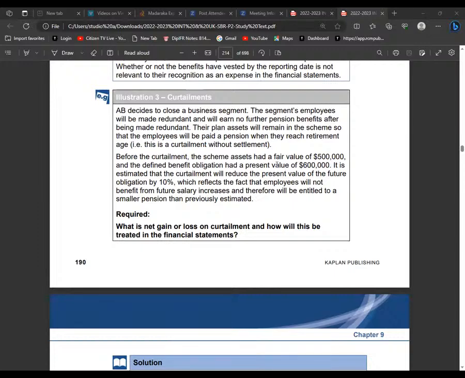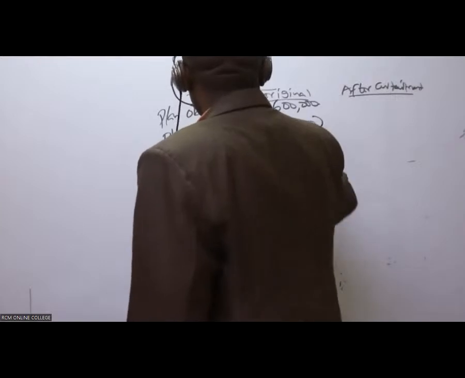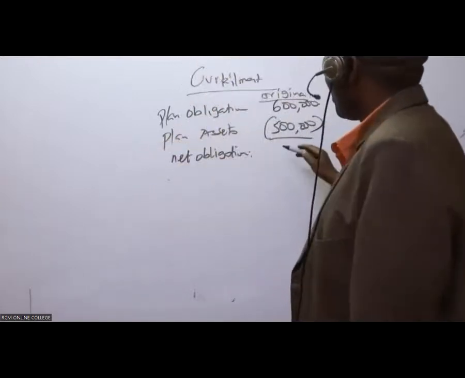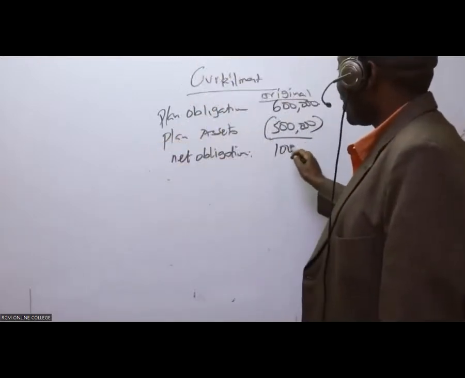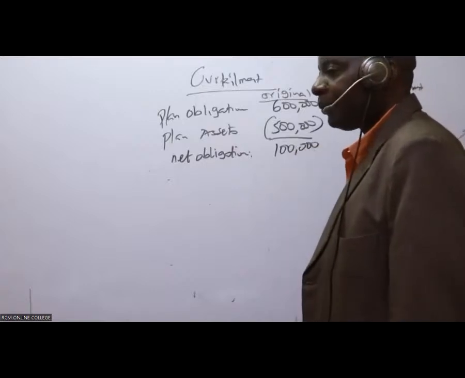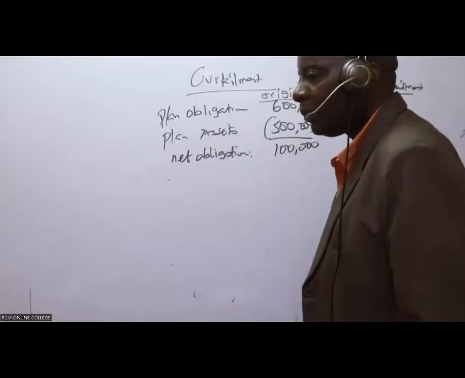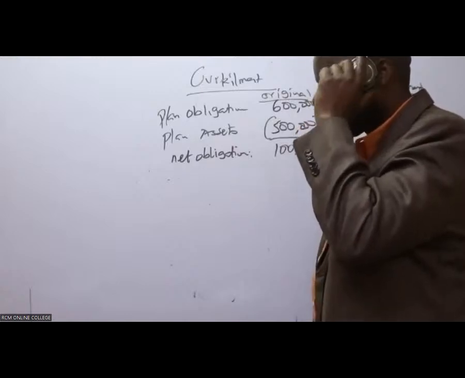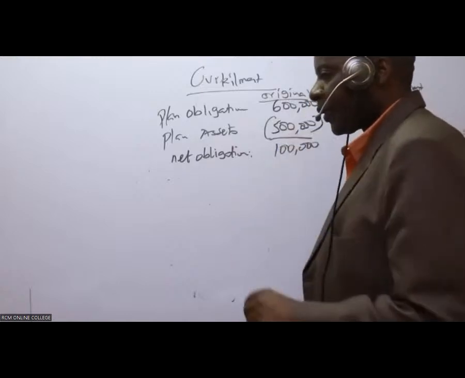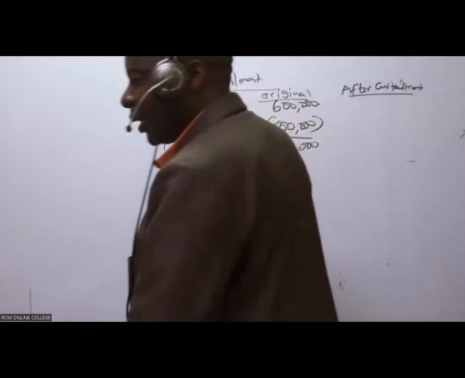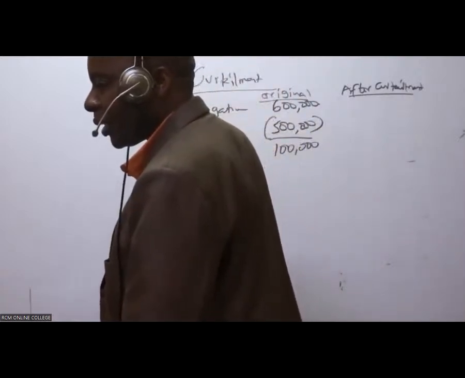So in this case, are you able to give me the net obligation? The net obligation, somebody. What do we have here, somebody? 100,000, isn't it? Is that okay? So in this case here, we have 100,000.